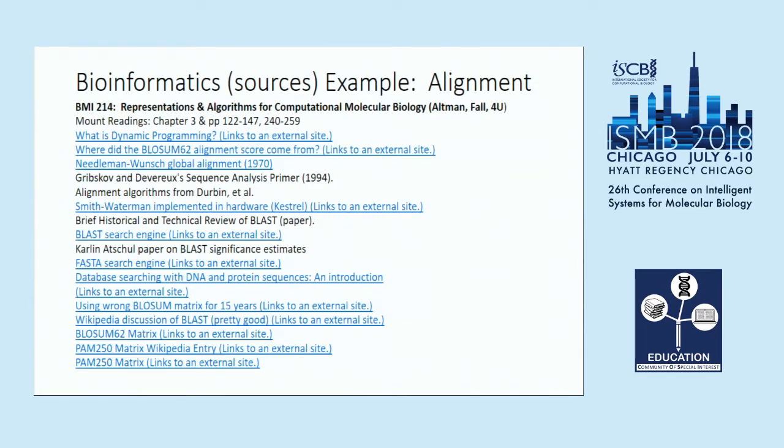Of course, the top one is the class that I teach. If you take my class, you will know everything in the curriculum and more. And then if you don't want to take my class because you don't have enough space in your program, here's a list of sources to get some of that information or all of it for that topic.